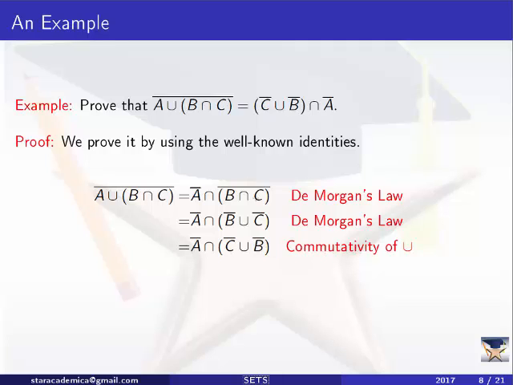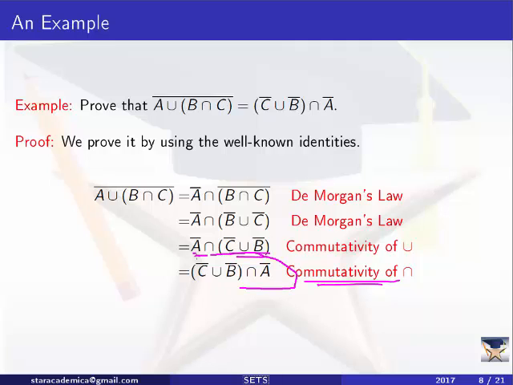Okay, now commutativity of union. So we switch B complement with C complement. Great. And finally, we switch A complement with this part, which is an intersection, by using the commutativity of intersection. And we see we have gotten the right-hand side already. So we are done with the proof.